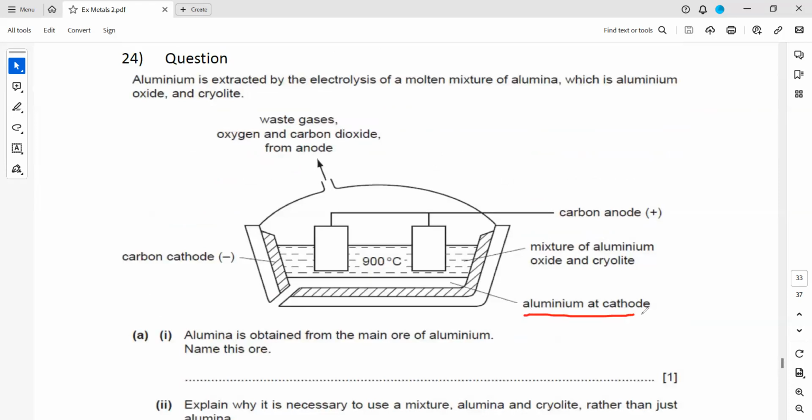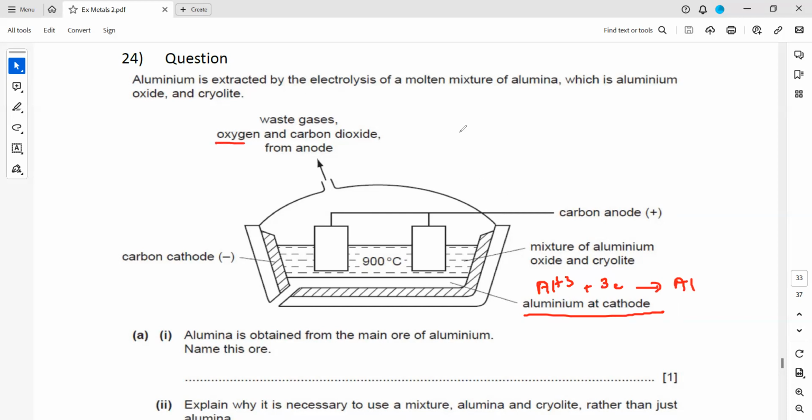First, the aluminum at the cathode. How do we get aluminum at the cathode? Aluminum ions are there in the electrolyte. They take electrons and form aluminum atoms. So you'll mention that aluminum ions from the electrolyte are attracted towards the cathode, gain electrons, and are reduced to aluminum metal.